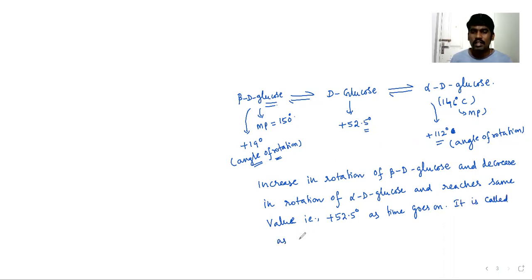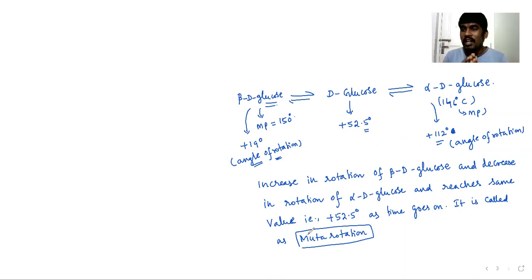What is this called? Mutarotation. This is said to be mutarotation. Mutarotation is nothing but the change in optical rotation of alpha and beta-D-glucose towards the D-glucose rotation, that is, towards plus 52.5 degrees as time goes on. This phenomenon is called mutarotation.